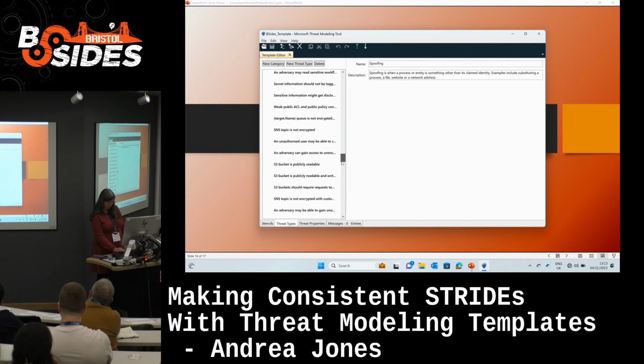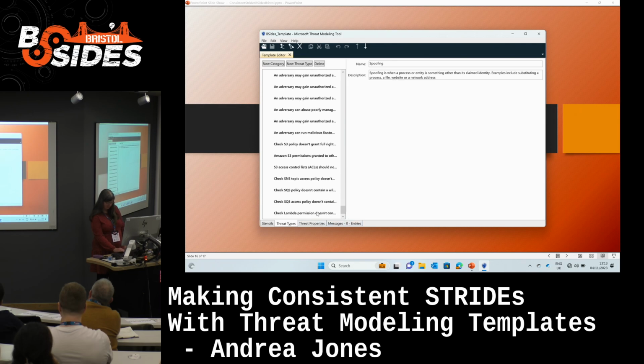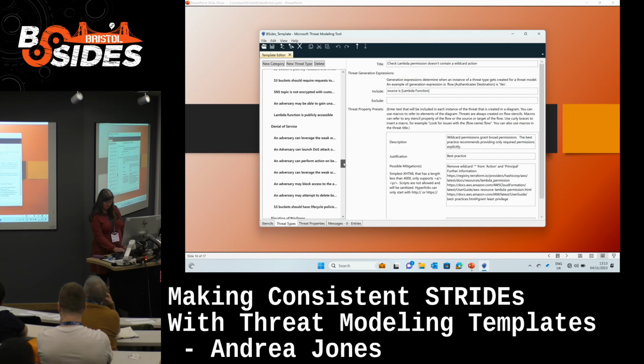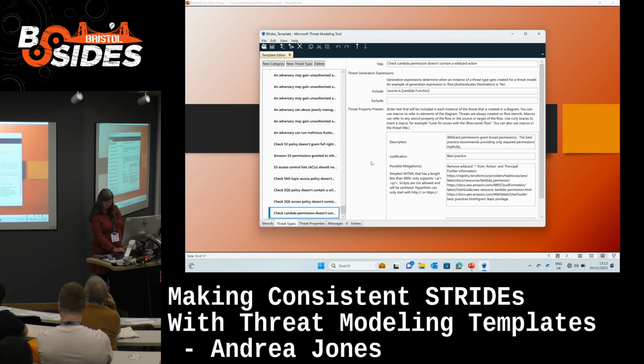So if I look down to, here we go, Lambda permission. This is under the very last category, elevation of privilege. So I've got a threat there: make sure the Lambda permission doesn't contain a wildcard action. Now, I'm not going to analyse all the resource policies and IAM policies relating to an element when I do the threat modelling. All I'm doing is making a kind of aide-memoire for the developer of, well, when you've done your Lambda function, have a look through your policies and just make sure there's no wildcard actions in there.